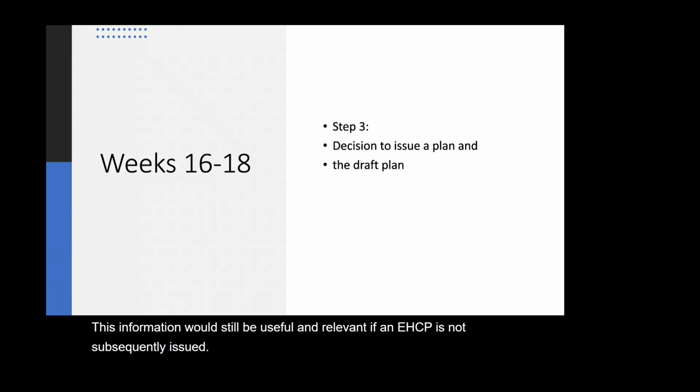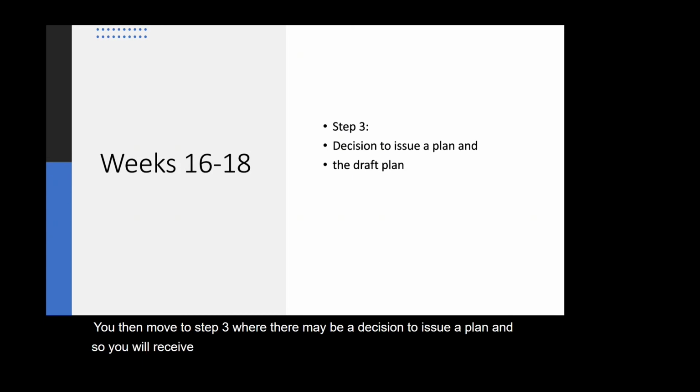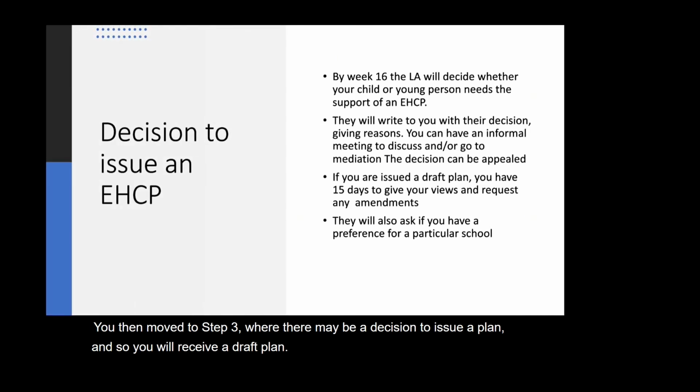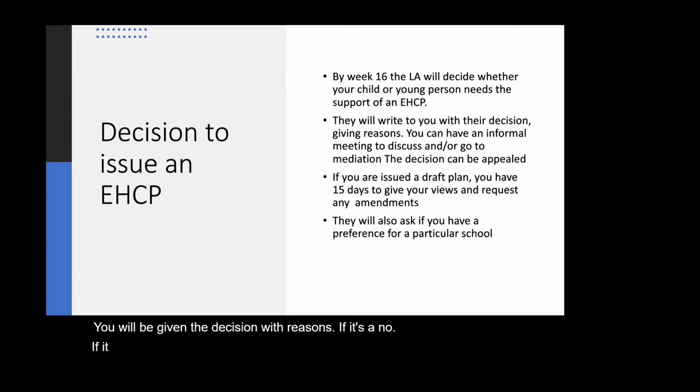You then move to step 3, where there may be a decision to issue a plan, and if so, you will receive a draft plan. So this is a decision that is taken by week 16. You will be given the decision with reasons if it's a no. If it is a no, you can have an informal meeting to discuss. Again, consider mediation or an appeal.